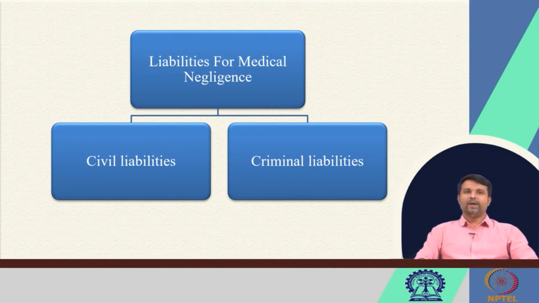The liabilities for medical negligence can be of two types. One is the civil liabilities, second could be the criminal liabilities. So, in case of medical negligence, the doctor or the hospital authorities will be legally responsible to pay damages, that is the compensation for the harm caused. Apart from these civil damages, there may also be criminal liabilities under various legislations.